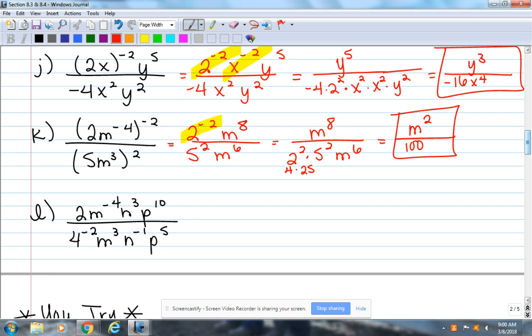Do we have any parentheses on L? No. So what do we do? You move the negative exponents. What all has a negative exponent? Okay. I highlighted them all, right? So I'm going to move those 3 terms first to the other part of the fraction.